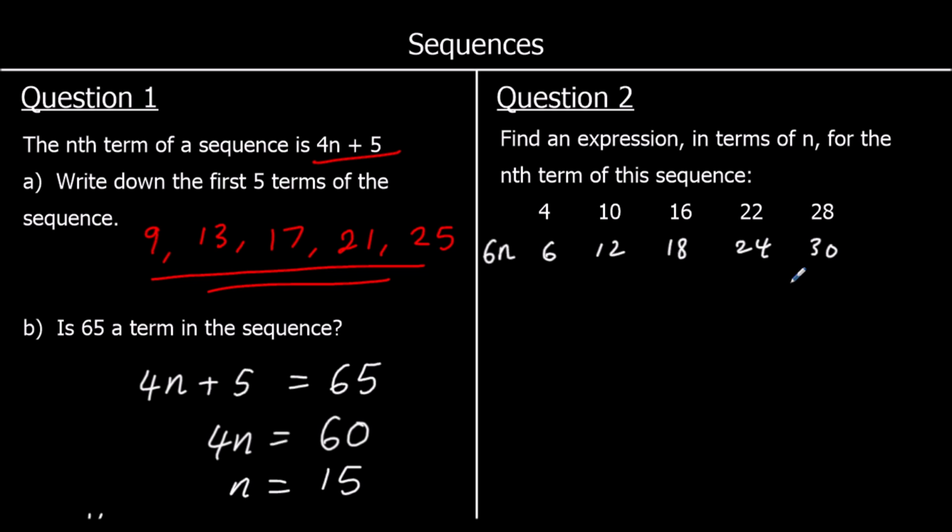But our sequence is not the 6 times table. What do you have to do to the 6 times table to get our sequence? You have to take away 2. The sequence is always 2 less than the 6 times table. So it's 6n take away 2.